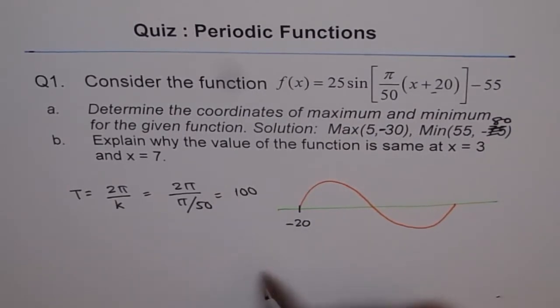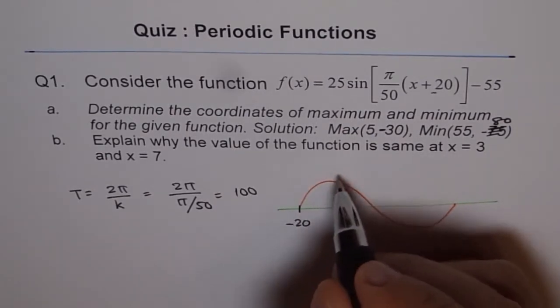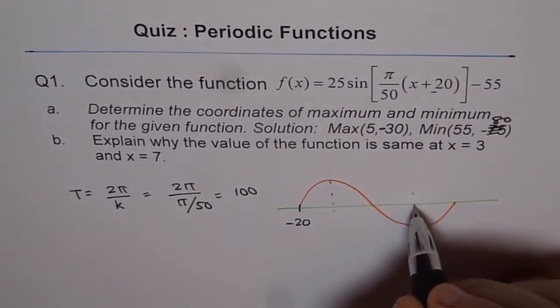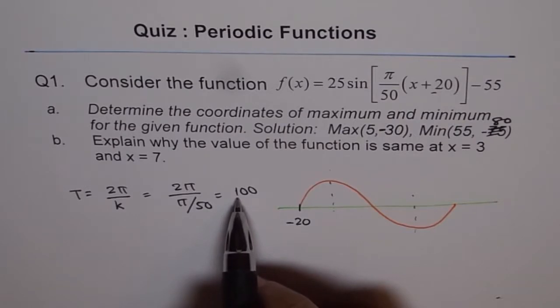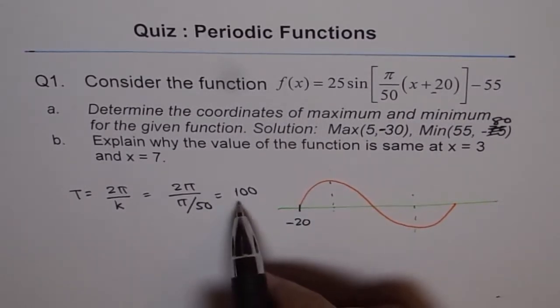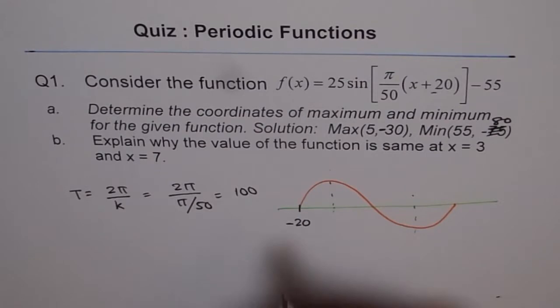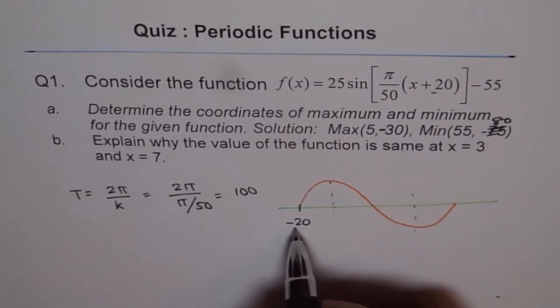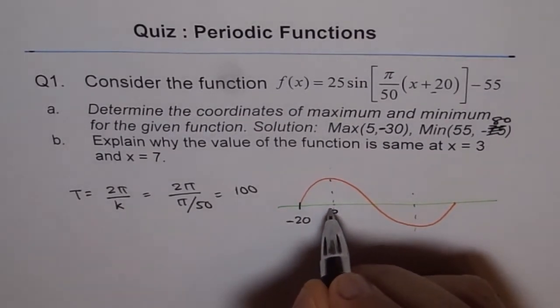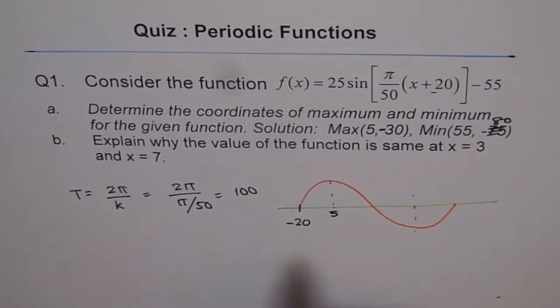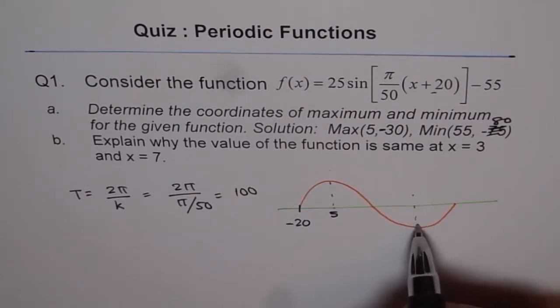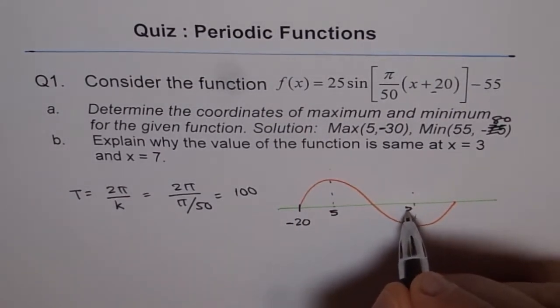Now we also learned that the maximum is at the first quarter and the minimum is at the third quarter of the time period, correct? Now the time period is 100, so every quarter is 25 in this case, correct? So minus 20 plus 25 gives us 5. This value is at 5, correct? Since the time period is 100, the minimum will occur 50 apart, half the time period. So that was at 55.